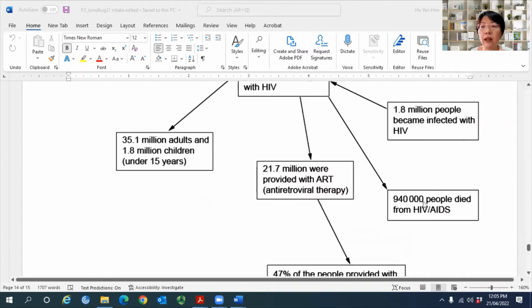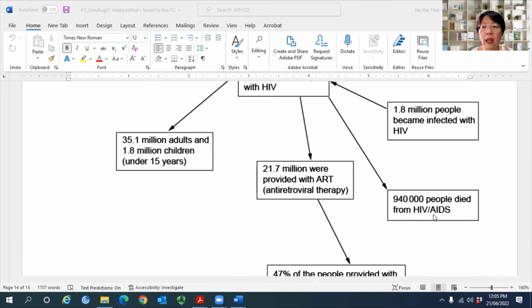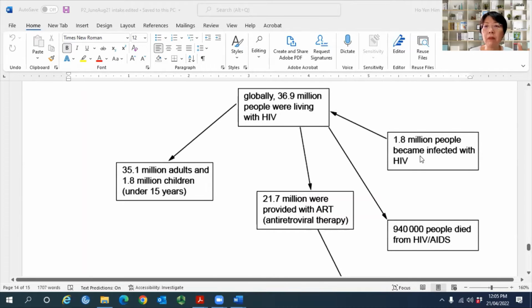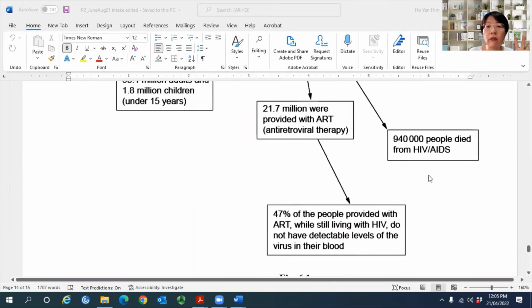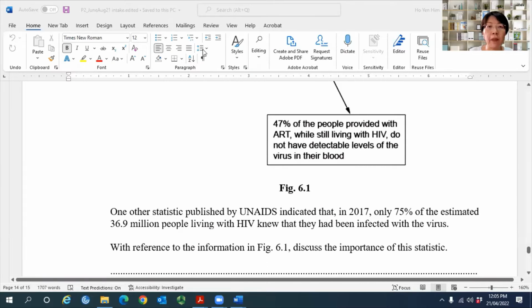Whereas 940,000 people die from HIV/AIDS. Now, a person cannot die from HIV. A person dies from those diseases, the collection of diseases due to HIV infection, okay? Now, 1.8 million people became infected with HIV. So there is a new group of people that are infected by HIV. So these are all the information given in figure 6.1. So what did the question ask the student to do?